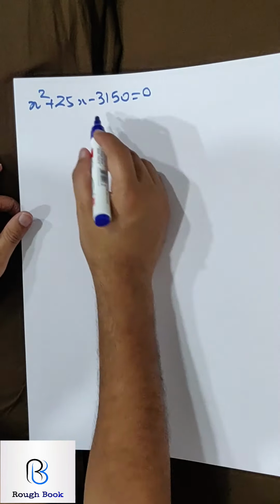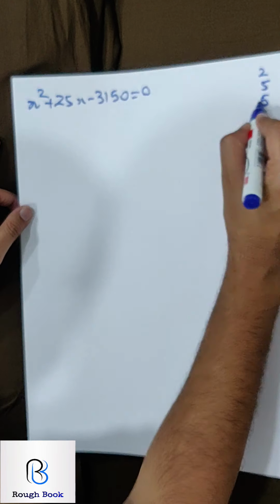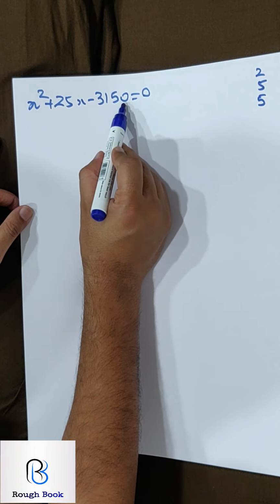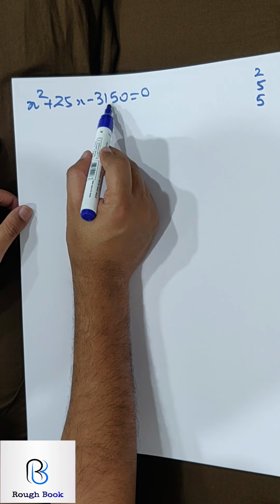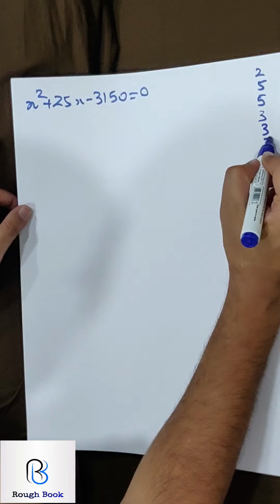So let's take the factors of 3150. So 2 into 5, 315 divided by 5. So 2 into 5 is 10. This 5 is for 315. So 5 6s are 30, 5 7s are 35, 63, so that will be 3, 3 and 7.